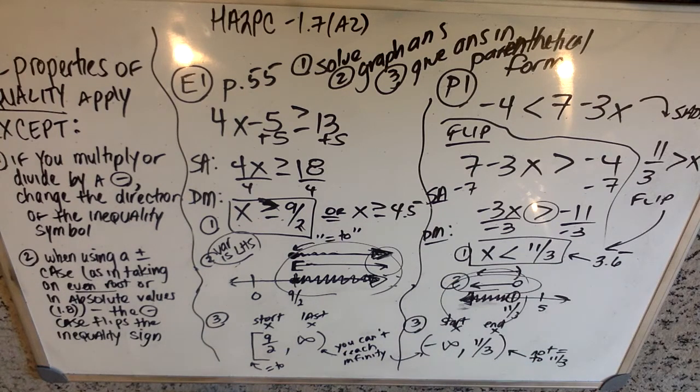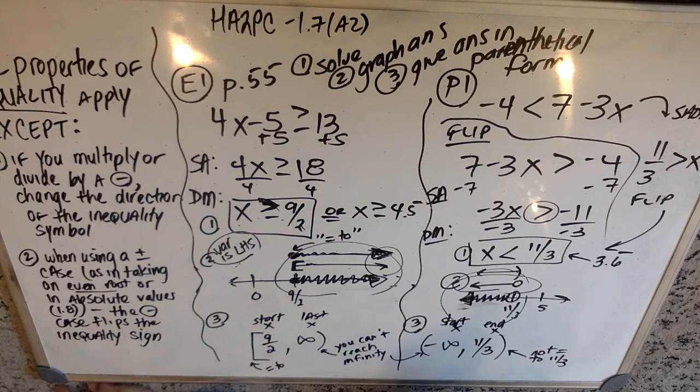It's strictly less than 11 thirds. So what this says is all x's in the window from negative infinity to 11 thirds, but not including 11 thirds. So that excludes 11 thirds. So that's sort of the idea of how this works. So we're going to keep kind of plugging along.